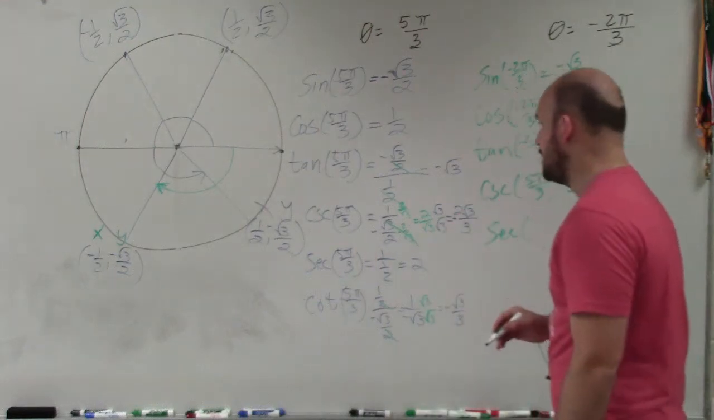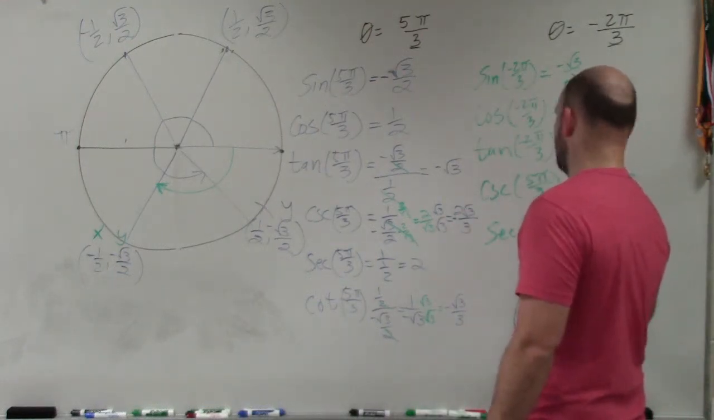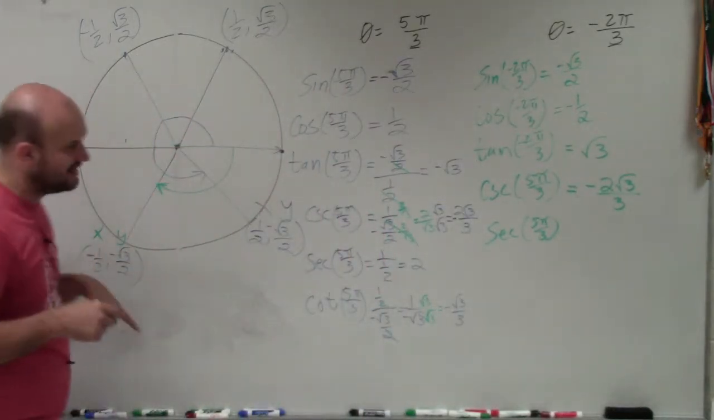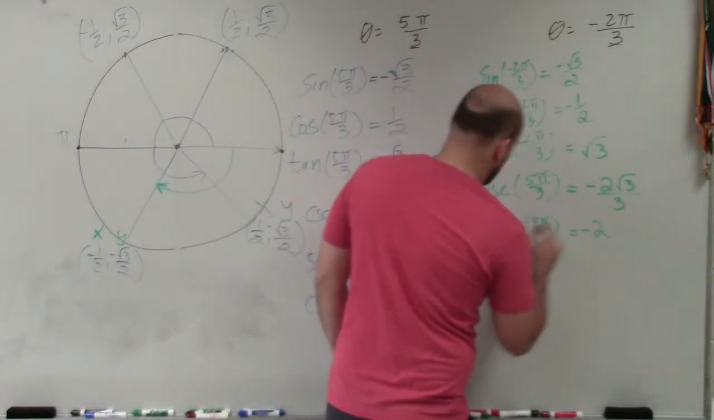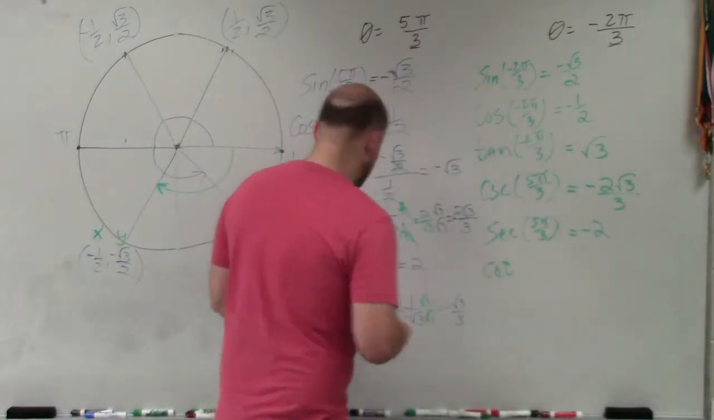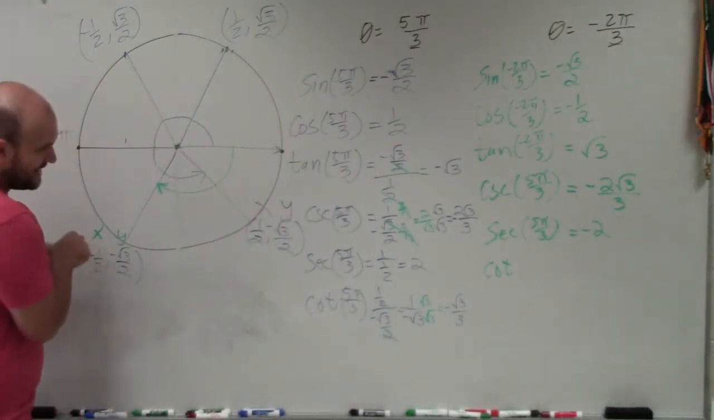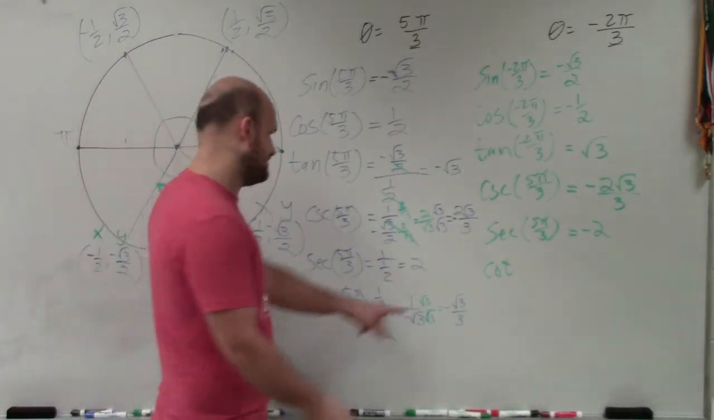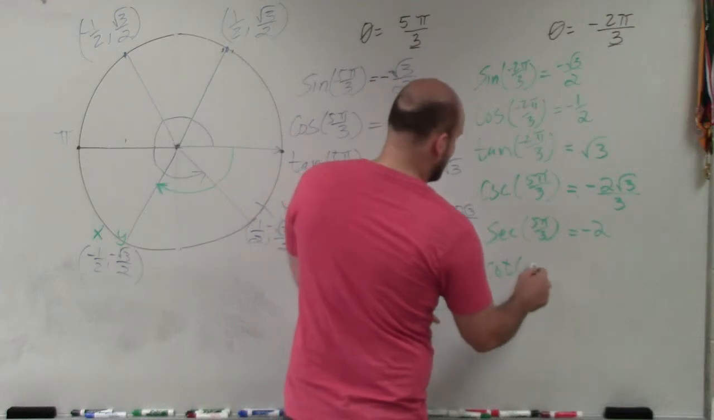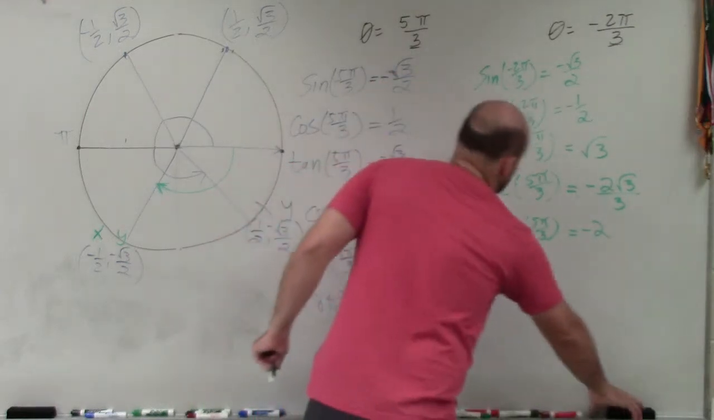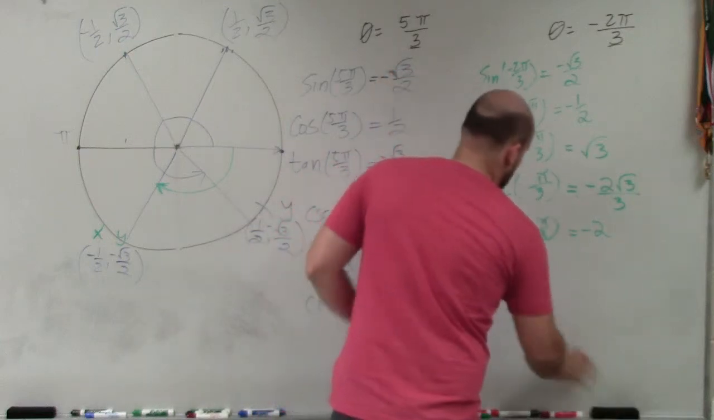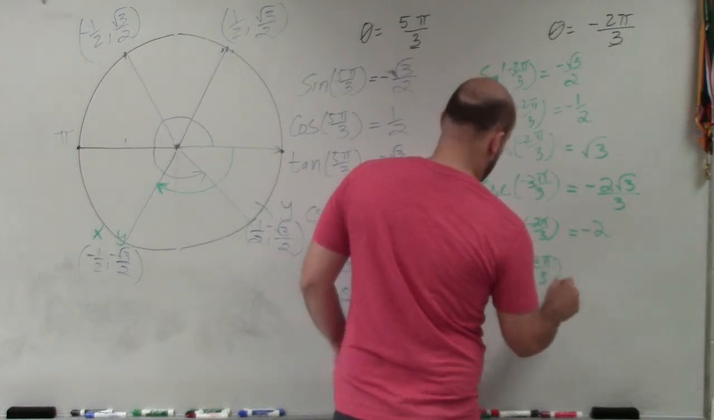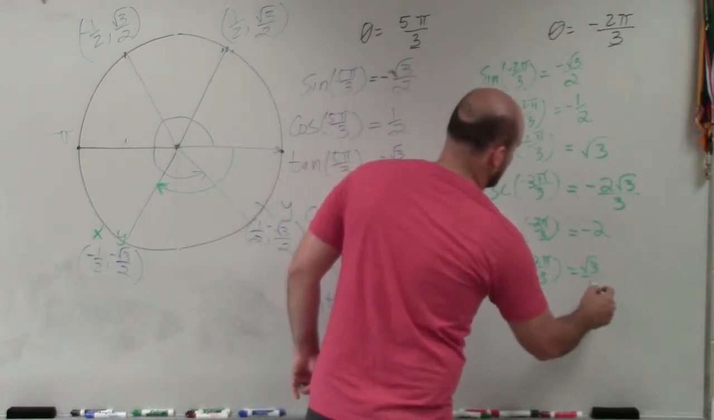Then I have secant. Secant is going to be 1 over x, which in this case is going to look just like this one, except now my x is negative. So therefore, my answer is just going to be a negative 2. And then finally, last but not least, I have cotangent, which is going to be x over y. So again, it's negative 1/2 over negative square root of 3 over 2, which is very similar to this one, except the 1/2 just needs to be negative. So my answer is just going to be this answer, but positive. That should be a negative 2 pi over 3. So therefore, my final answer would be square root of 3 divided by 3.